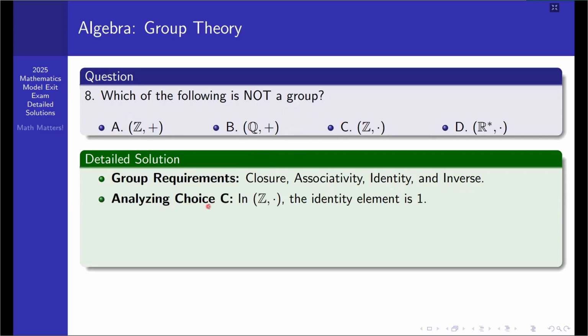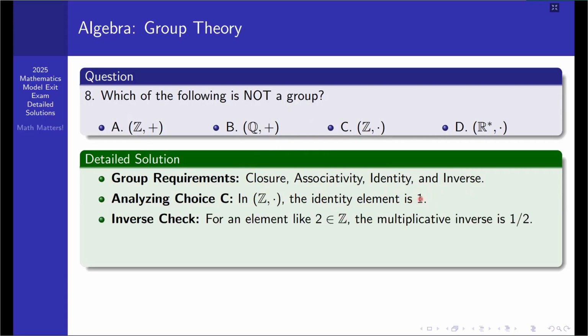Therefore, if we analyze choice C, that's simply this one, Z with respect to multiplication. The identity is 1, because 1 is a multiplicative identity. But if we check the inverse for an element like 2, an element of Z, the multiplicative inverse of this one is 1 over 2, but 1 over 2 cannot be found within the set of integers, so the last group requirement, the existence of inverse, fails to be satisfied.